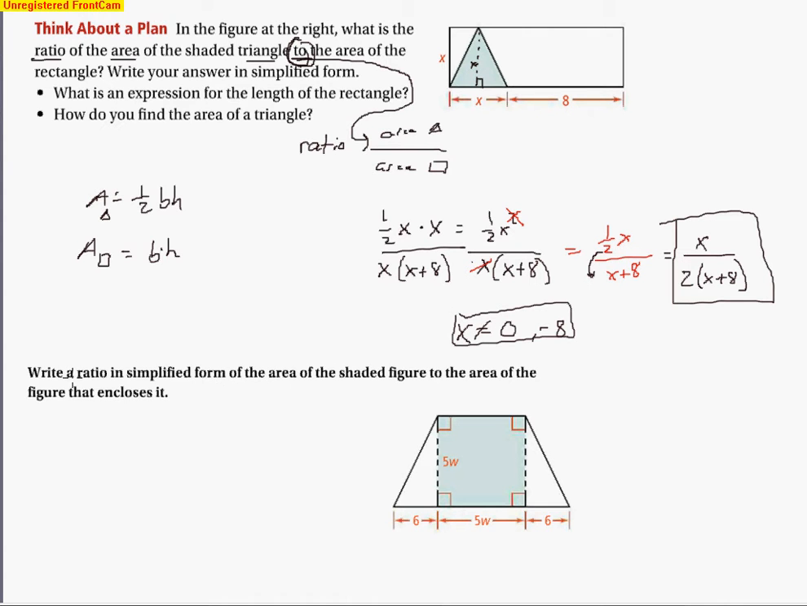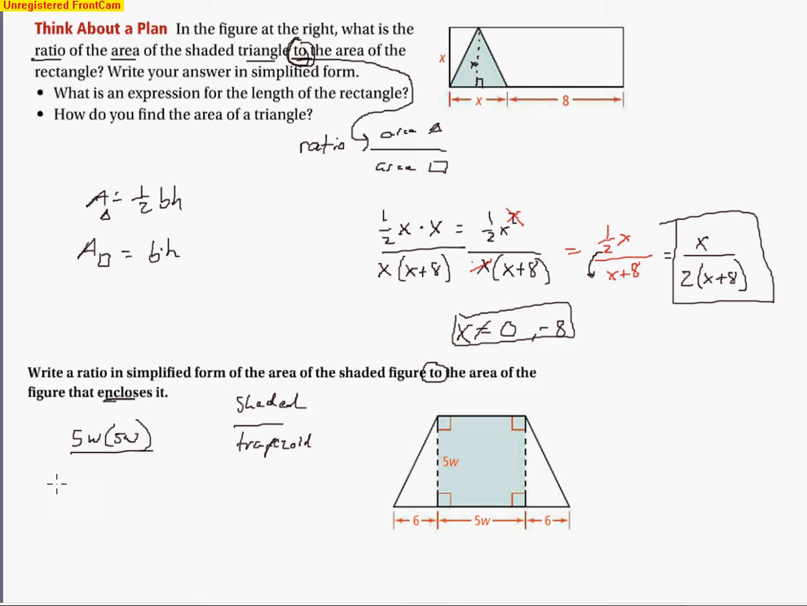So here we're supposed to write a ratio in simplified form of the area of the shaded figure to, okay, so there's the fraction bar, the area of the figure that encloses it. So basically the trapezoid. So let's start with the area of the shaded figure. That ends up being 5w times 5w. It's a square because all sides are the same. We know this is 5w, we know this is 5w. That tells us that this is going to be 5w and this is 5w as well. So it ends up being a square.